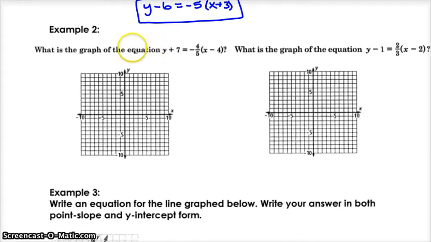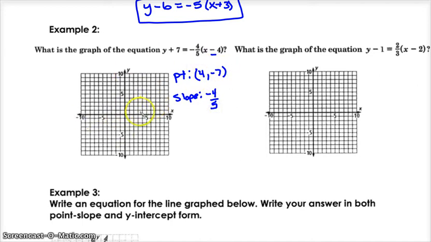Okay, looking at the equation of this line, I can tell what a point is. I can also tell what the slope is, and I'll use those two pieces of information to graph the line. So in this first equation, the point is 4, -7, and remember I have to take the opposite of the sign here, so it's the point 4, -7, and the slope is -4/5.